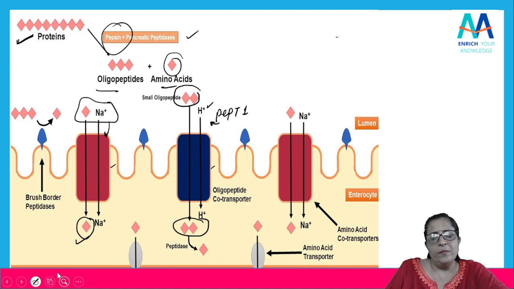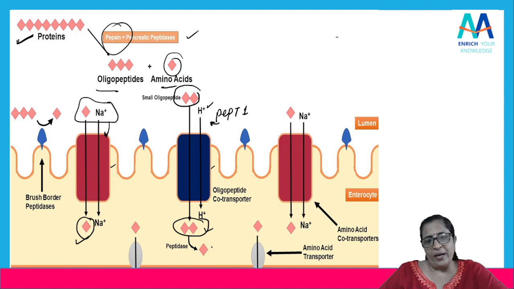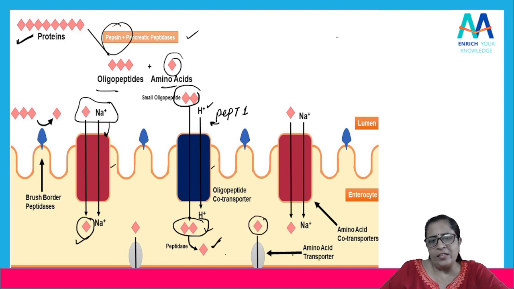Now students, once it comes inside the cell, this peptide will be broken down again into amino acids. It is broken down or converted into amino acids. That is necessary. Yes, once they are converted into amino acid, now this amino acid, with the amino acid transporter, will diffuse out into the interstitial fluid. I hope this is clear. Understood till here?